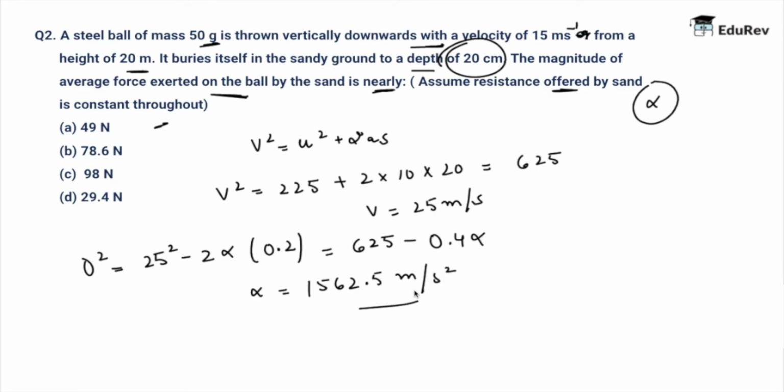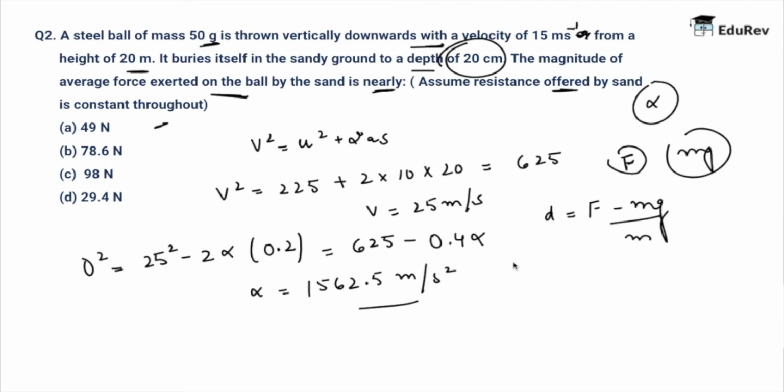Now the forces acting on the ball are what? mg, and the force exerted by the sand is F. So the forces are what? F and mg, correct? So deceleration, that is d, will be equal to what? F minus mg upon m. So this is going to be what? 1562.5, and this has to be equal to F minus 0.5 upon 0.05. Okay, so when I'm going to solve this, F is going to be what?